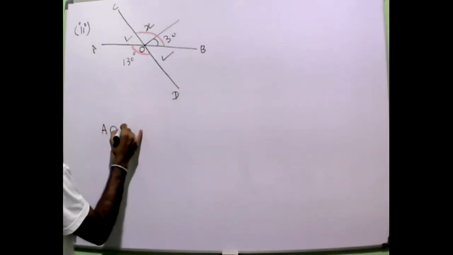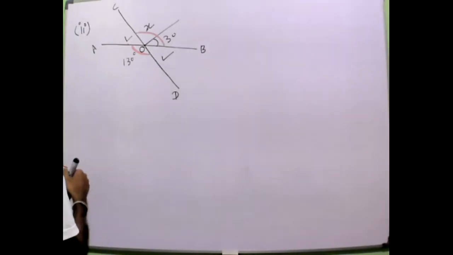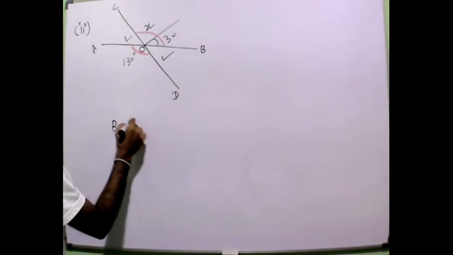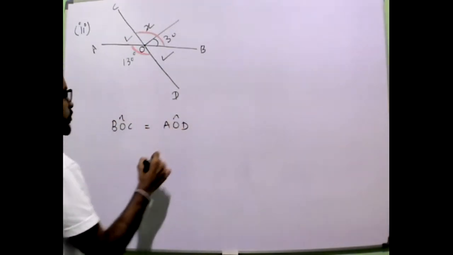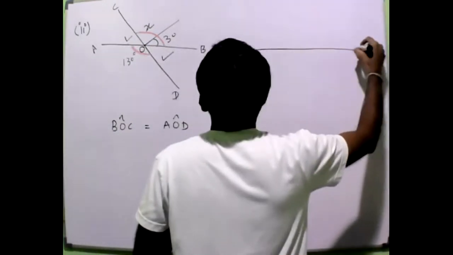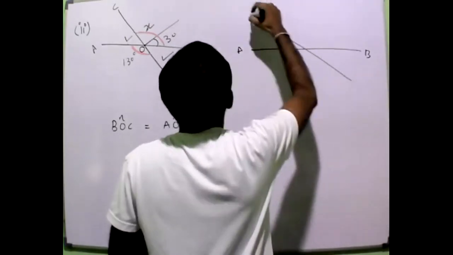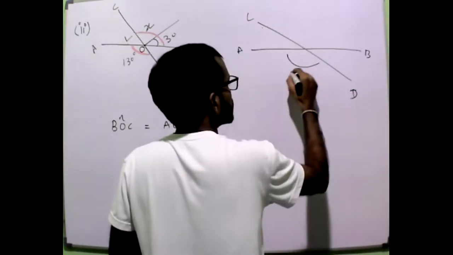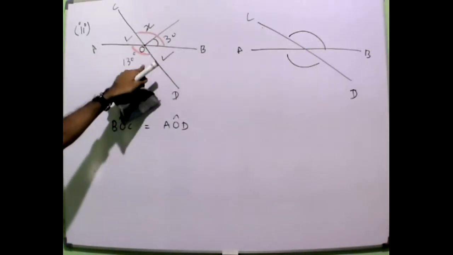I can write it the other way around. So BOC angle equals AOD angle, right? Why is that? They are vertically opposite. It is something like this. This is AB, a straight line, and this is CD, a straight line. So these are the two opposite angles, this one and the top one and the bottom one, right?